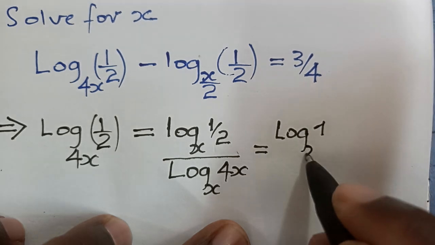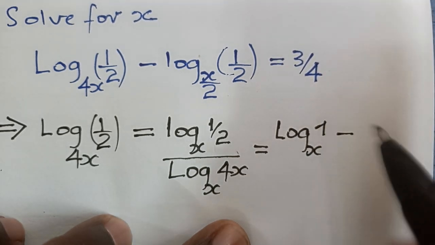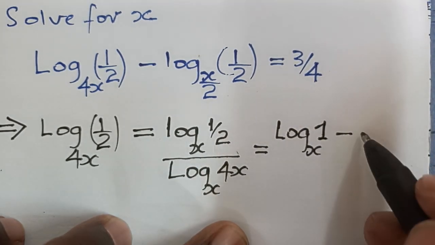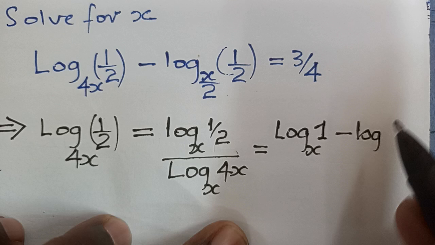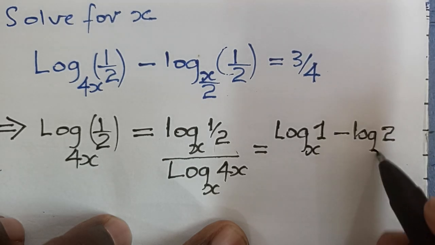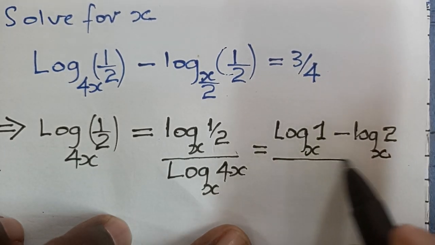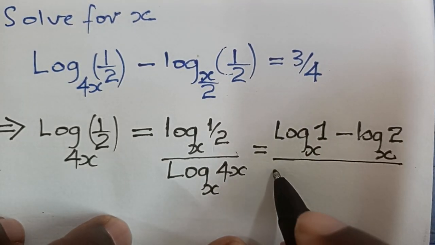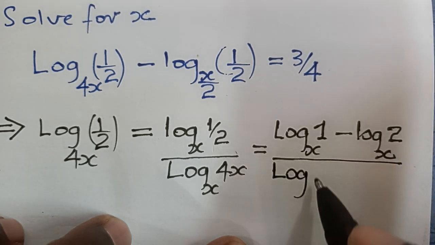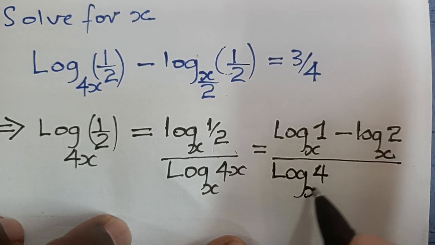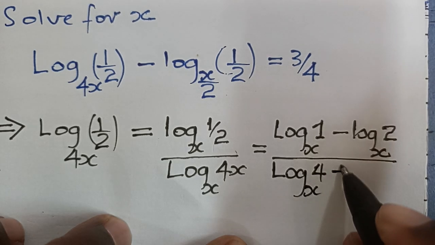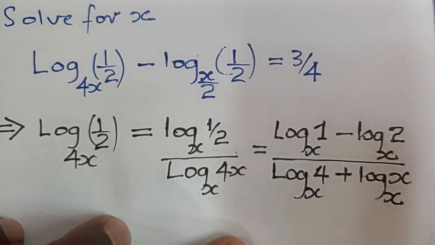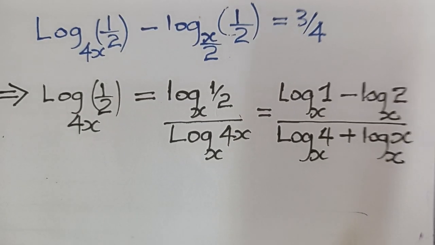And so therefore, guys, expanding that, we shall have log 1 to base x minus, according to the laws of logarithm, this is now going to be log 2 to base x, all over. This is the law of addition, which now gives us log 4 to base x plus log x to base x. So guys, that is the first step.